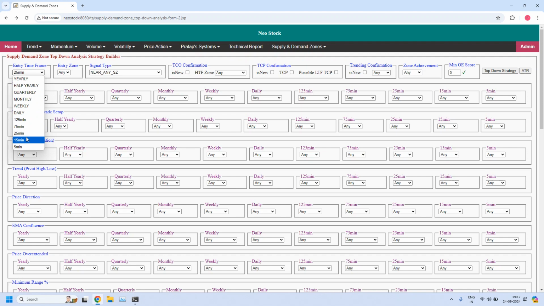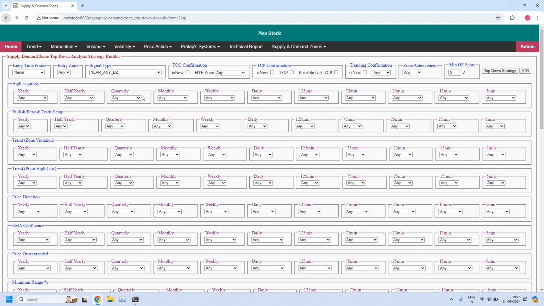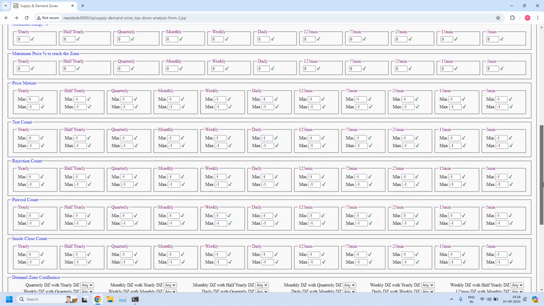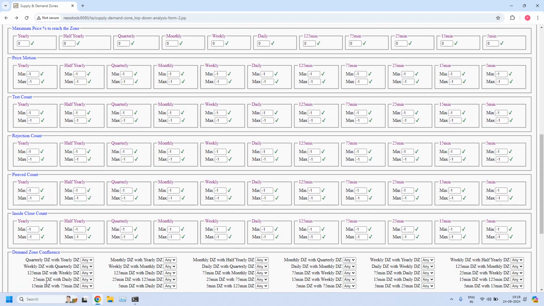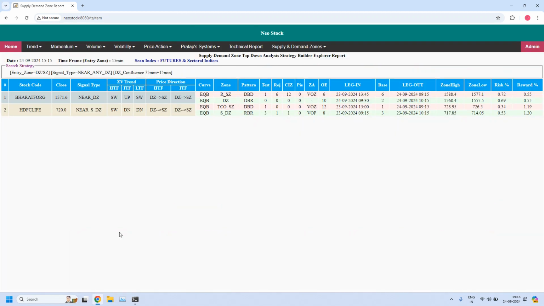Next time frame is 15 minutes. Let us find the stocks near the 15 minutes demand zone. 4 stocks are filtered. Let's verify how many of these stocks are having ITF confluence. ITF means here 15 minutes and 75 minutes. So 15 minutes demand zone confluence with 75 minutes demand zone. I am enabling this filter. Let's verify. So these 2 stocks are having a 75 minutes demand zone confluence.